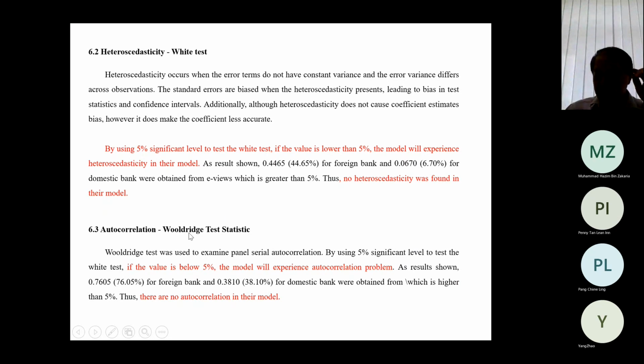The last one, I use autocorrelation. For autocorrelation, I use the Wald test statistic. Again, I use 5%. As the result shown, again, I say this is in my thesis, I did run the figures. Here you can see the foreign bank is 0.765 and the domestic bank is 0.3810. Therefore, it's higher than 5%. Again, there's no autocorrelation.